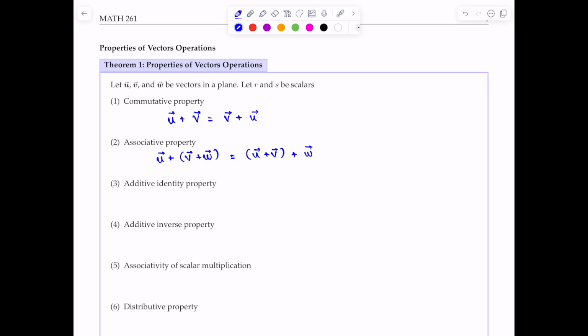Additive identity property, that is u plus the zero vector is going to give u as well. So nothing is going to change when you add a vector with the zero vector. Additive inverse property, if you do u plus negative u, so if you do the vector addition on the opposite of the original vector itself, then you obtain the zero vector.